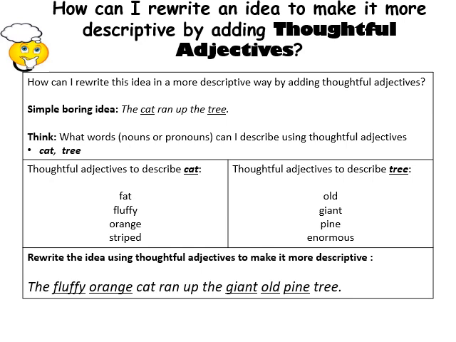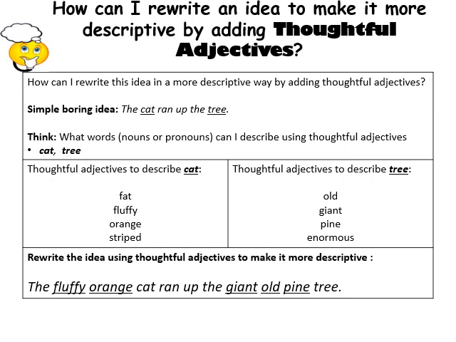Okay, the same thing needs to be done for the tree. Is it an old tree, a giant tree? Is it a pine tree, an enormous tree? You know what? It could be a sprawling oak tree. There are many words you could use to describe that tree. And so now we can change the sentence.